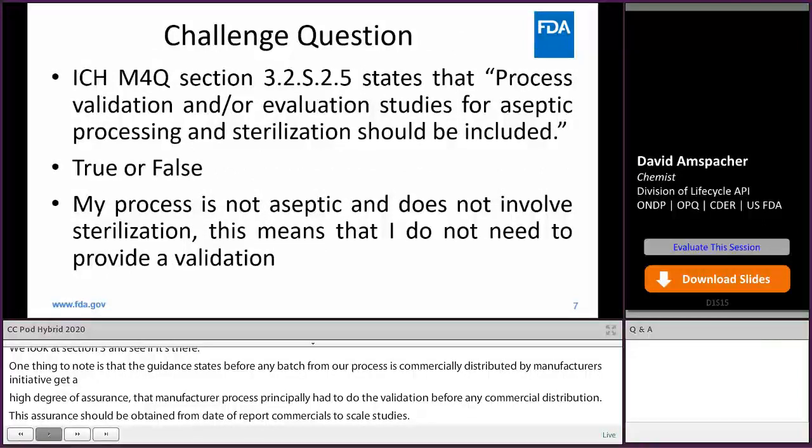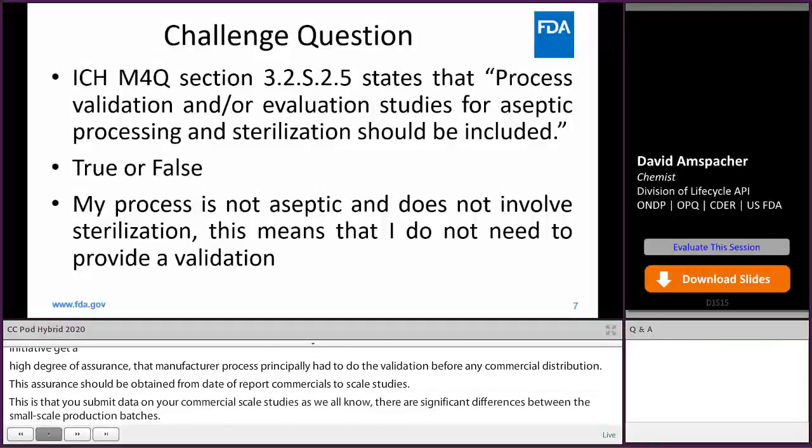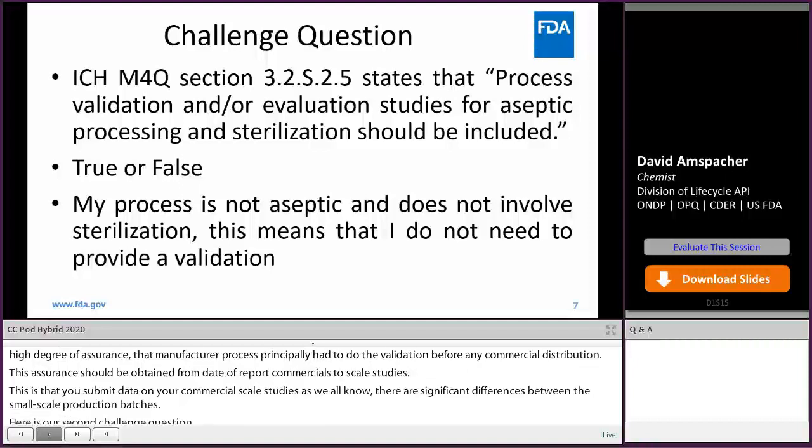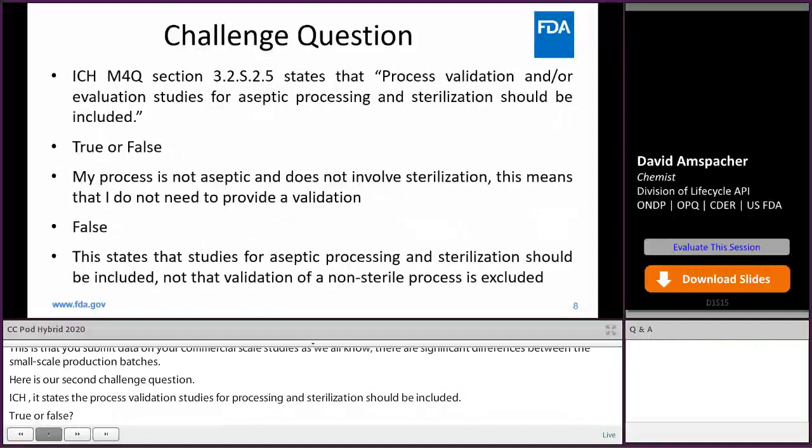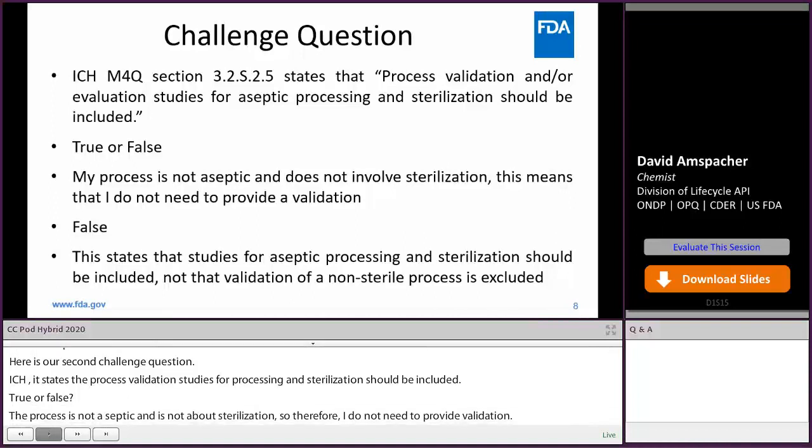Here's our second challenge question. In ICH M4Q, section 3.2 S2.5 states that process validation studies for aseptic processing and sterilization should be included. True or false? My process is not aseptic. It does not involve sterilization, so therefore I do not need to provide a validation. This is false. The guidance states that studies for aseptic processing and sterilization should be included, not that the validation of non-sterile processes is excluded.